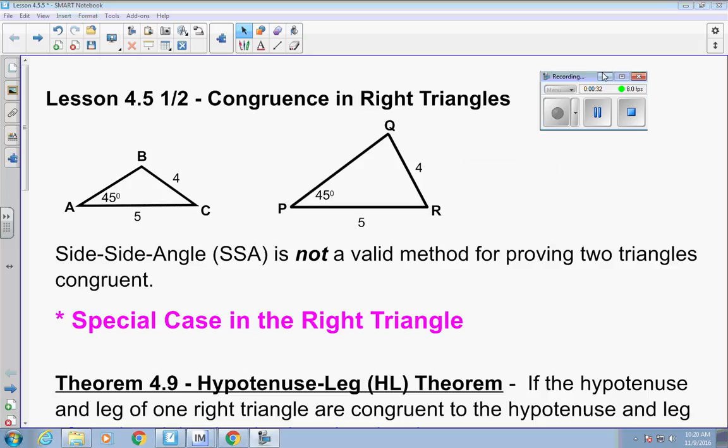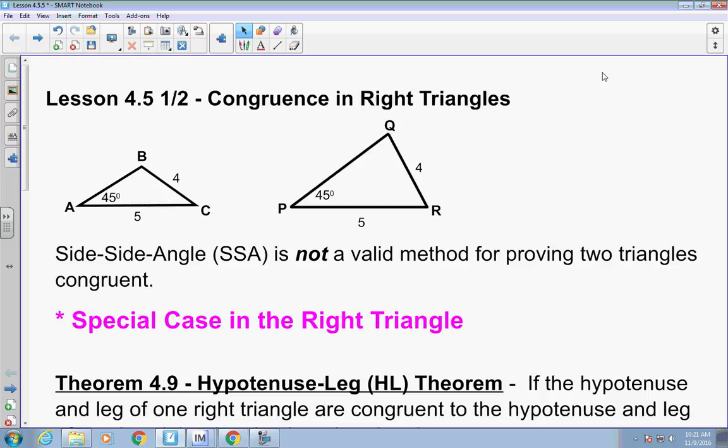And so, we're going to talk a little bit more about that because there is a special case in which the SSA works, okay? What you can see here is another example of an SSA that does not work. I have 2 sides that are 5, I have 2 sides that are 4, I have this 45-degree angle, but these 2 triangles are not the same, okay? I can move this side, QR, and make it bigger or smaller. This would still stay 45, QR would stay 4, and PR would stay 5. This angle would change, so the triangles would not necessarily be congruent to each other, okay?